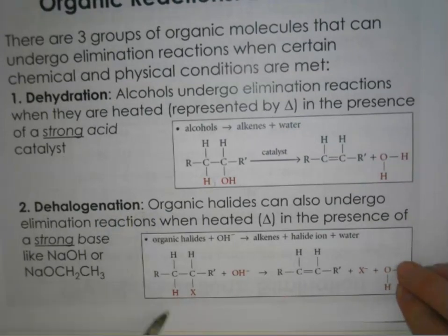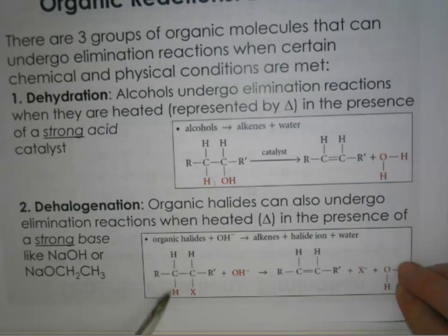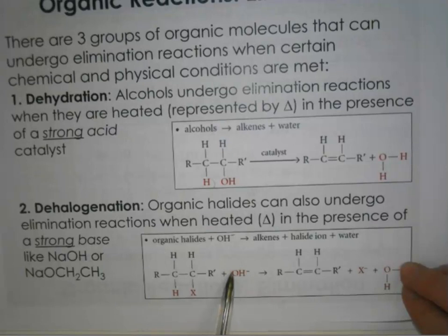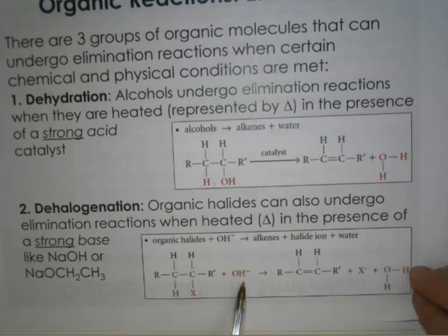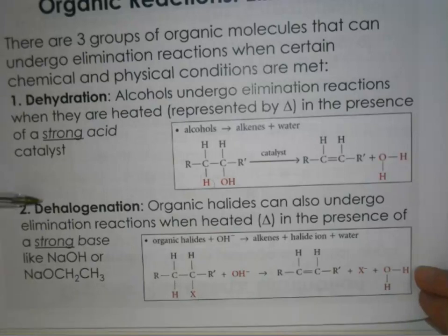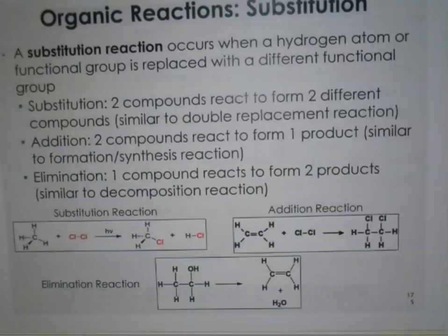Dehalogenation is when you have an organic halide. So here we have ethane with one halogen. This happens in the presence of heat and a strong base. The base has a hydroxide component, which is going to combine with the hydrogen from one carbon to form water, and the other carbon is going to release the halogen, again forming a double bond. Okay, so these are all just different types of elimination reactions, but they have special names because of what's happening specifically in them.